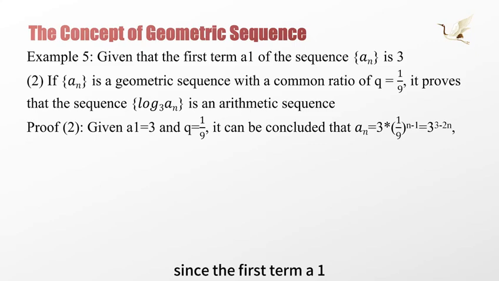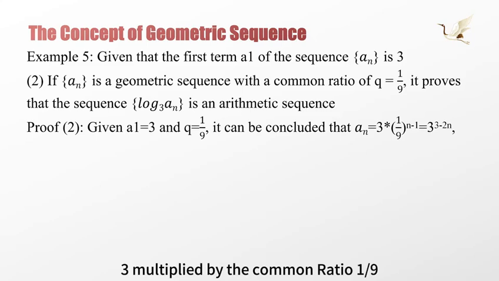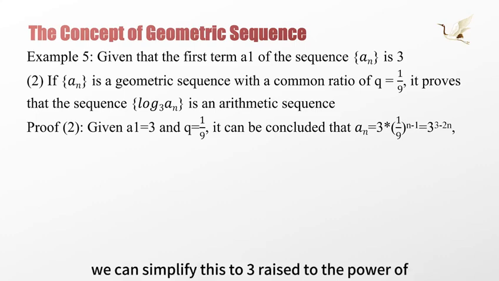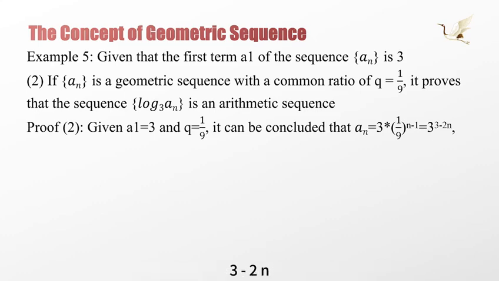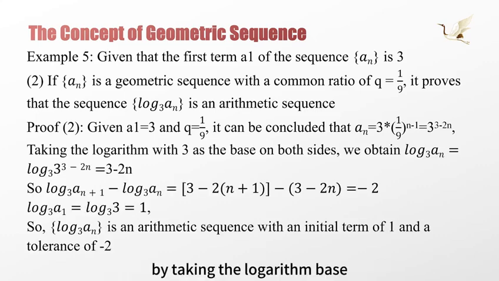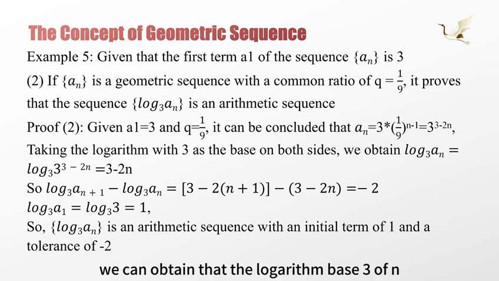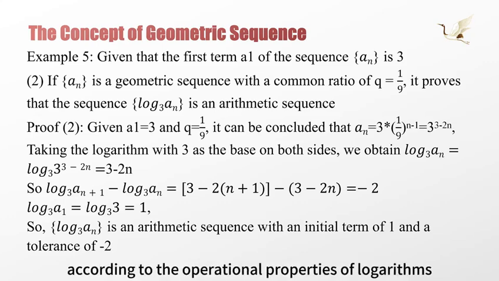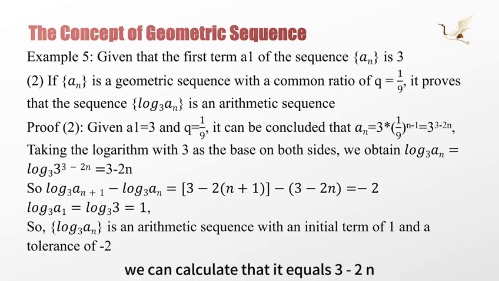Since the first term, a1, is equal to 3 and the common ratio, q, is equal to 1/9, we can use the general formula for the geometric sequence to write an as the first term, 3, multiplied by the common ratio, 1/9, raised to the power of n minus 1. Since 1/9 is equal to 3 raised to the power of minus 2, we can simplify this to 3 raised to the power of 3 minus 2n. By taking the logarithm base 3 of both sides of this equation, we can obtain that the logarithm base 3 of an equals the logarithm base 3 of 3 raised to the power of 3 minus 2n. According to the operational properties of logarithms, we can calculate that it equals 3 minus 2n.